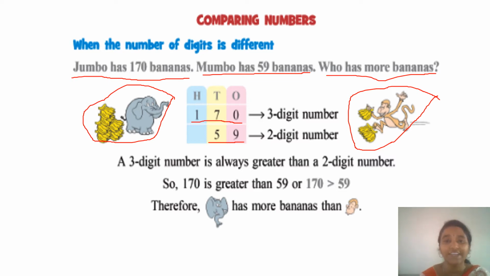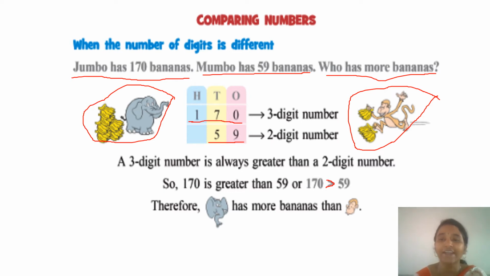Always a 3-digit number is bigger, no? So it is having more. So 170 is greater than 59. See the sign over here. This is the greater sign. Therefore, Jumbo is having more bananas than Mumbo.